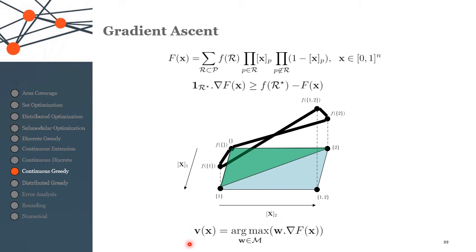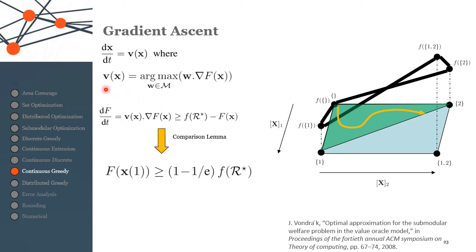Essentially, we can solve this optimization problem and get v of x. Now that we have this v of x, we can make sure that v of x times the gradient is going to be more than the optimal value minus the multilinear extension's value at that x. Then if we start at 0 and integrate both sides from time 0 to time 1, we're going to get this equation here. F of the trajectory x at time 1 is going to be more than 1 minus 1 divided by e times the optimal value. So this is our alpha.